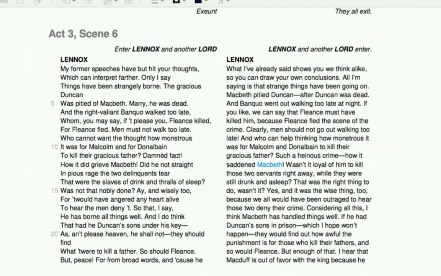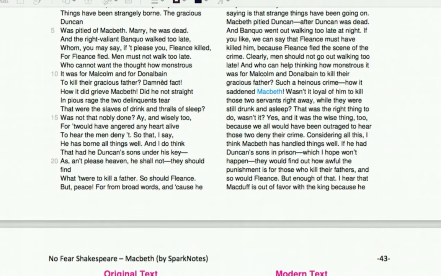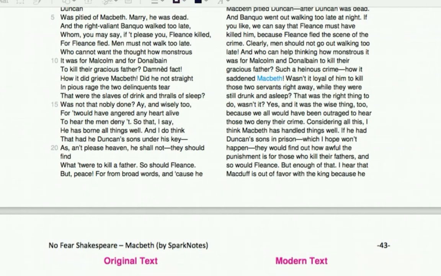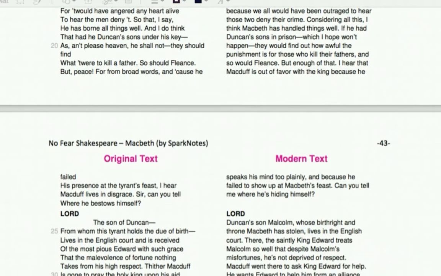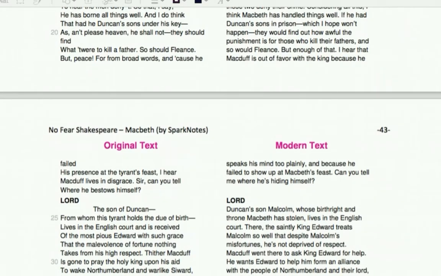So that I say he has borne all things well. And I do think that had he Duncan's sons under his key, as, an't please heaven, he shall not, they should find what 'twere to kill a father. So should Fleance. But peace. For from broad words, and 'cause he failed his presence at the tyrant's feast, I hear Macduff lives in disgrace. Sir, can you tell where he bestows himself?